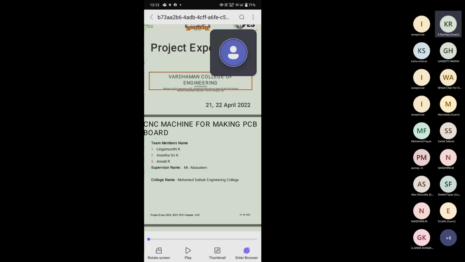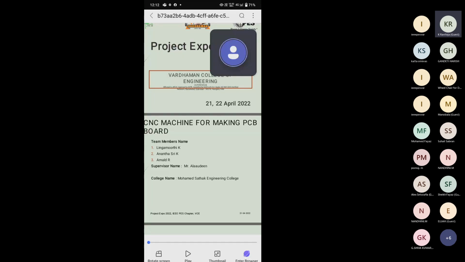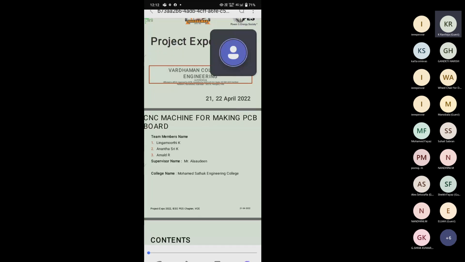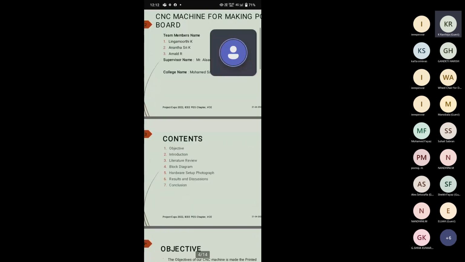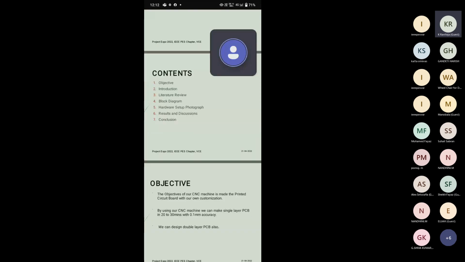My objective is to create a single-layer PCB with the CNC machine in 20 to 30 minutes. It will have an accuracy of 0.1 mm. In the future, we can also design a two-layer PCB board. And this is the introduction.